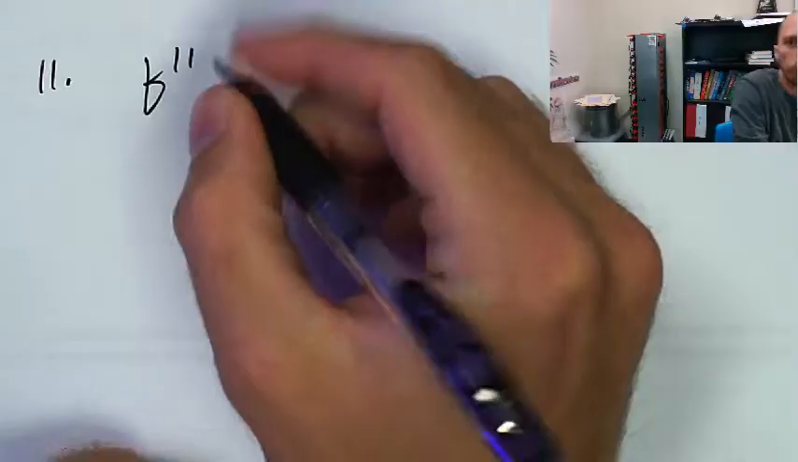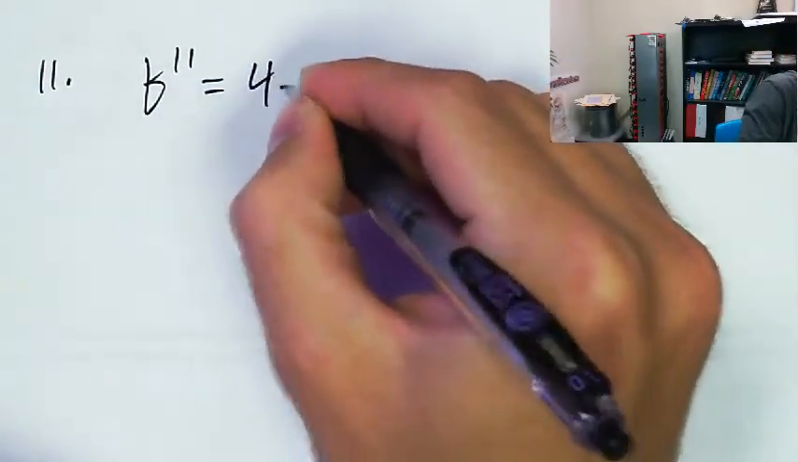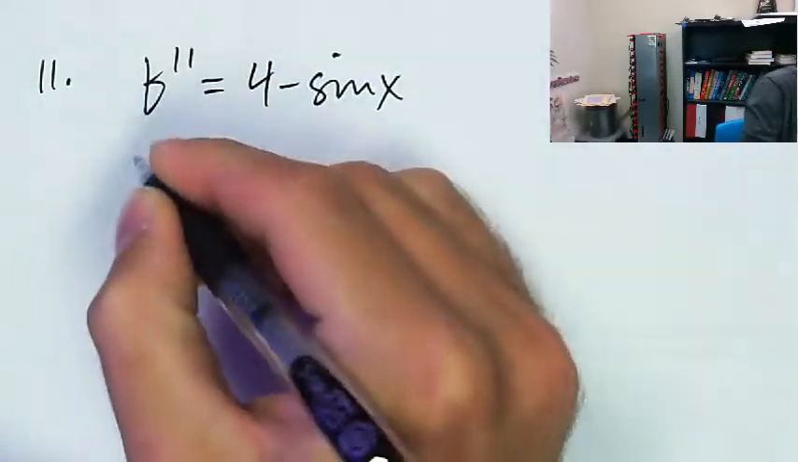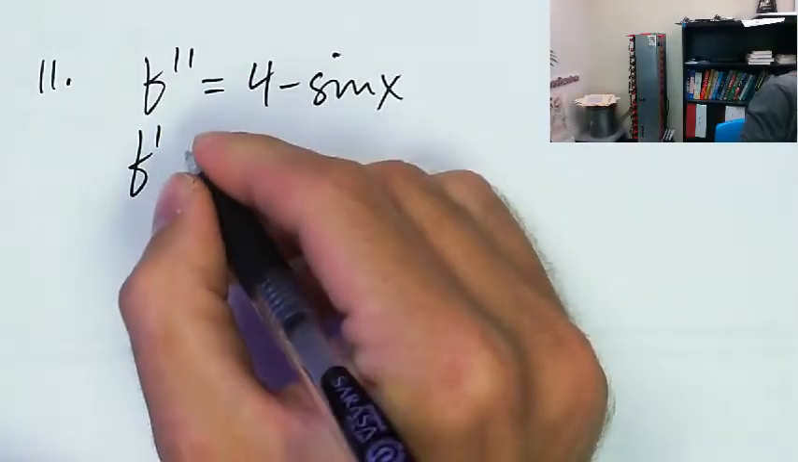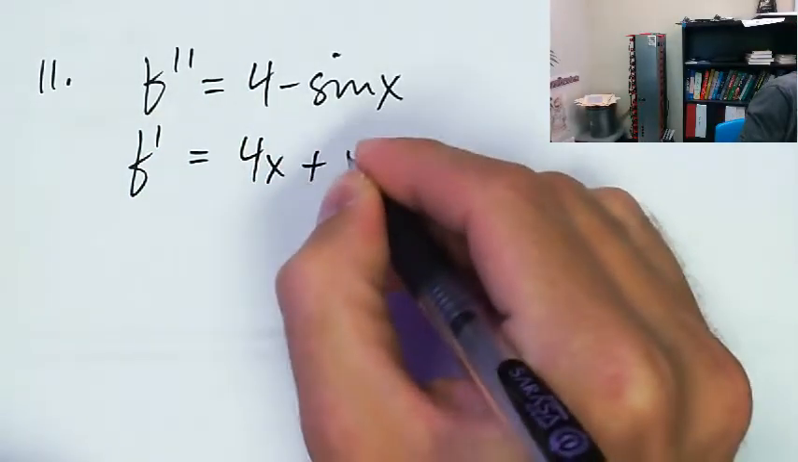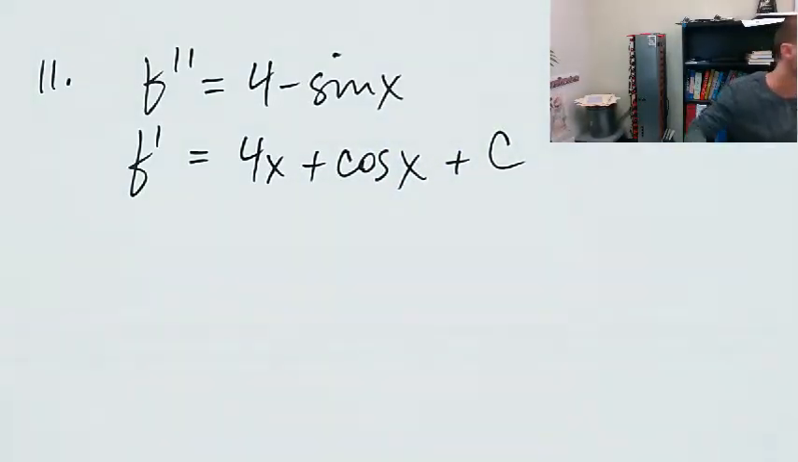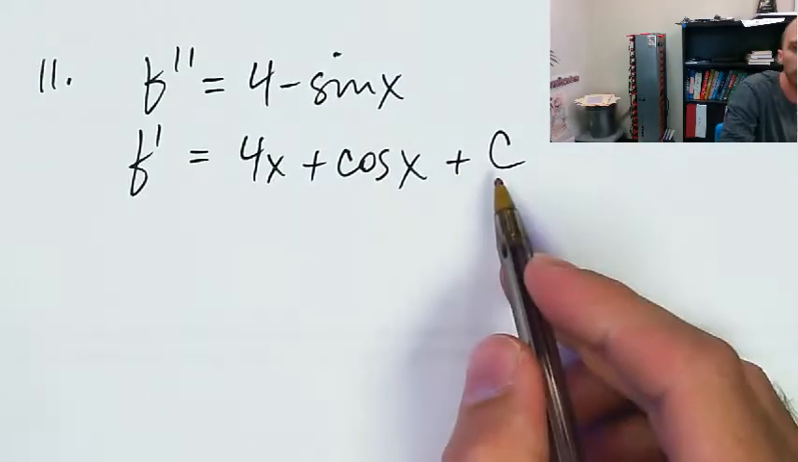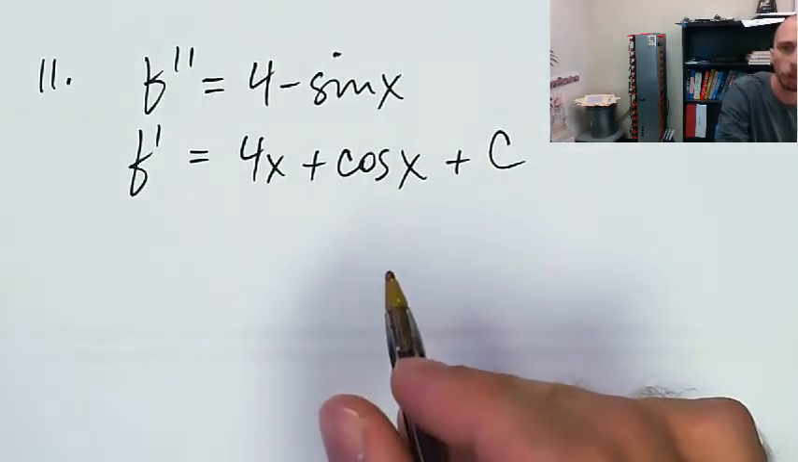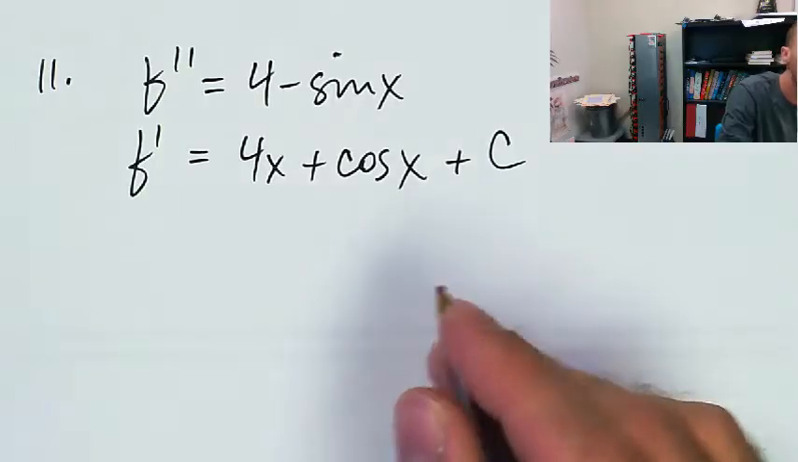All right, so these problems are looking like now we're getting into the situation where we're going to actually solve for the c and get ourselves a particular solution. So f double prime is equal to 4 minus sine x. Okay, then that means that f prime, the antiderivative, is going to be 4x plus cosine x plus c. And now I need to do a little bit more work to figure out what is the value of that c. Because they told me that when x is 0, f prime equals 2.